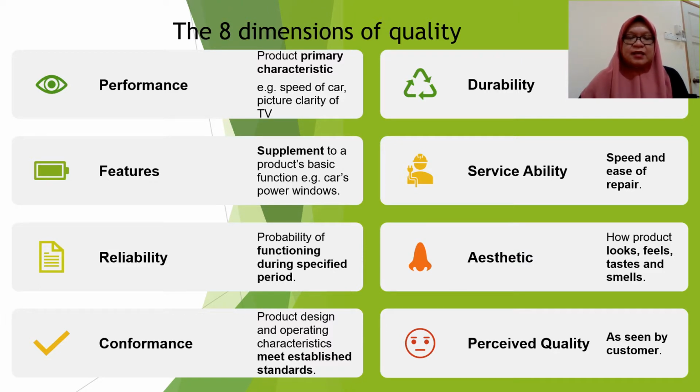Okay, there are 8 dimensions of quality, meaning that whenever we want to see whether the product or the services have the quality, we will see through these 8 dimensions or 8 characteristics of the product or services. Okay, the first one, usually we will see about the performance of the product or services. Performance is the product's primary characteristic. Okay, for example, speed of car, picture clarity of TV.